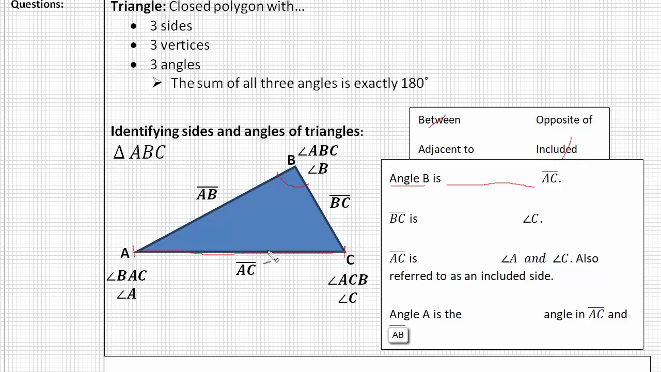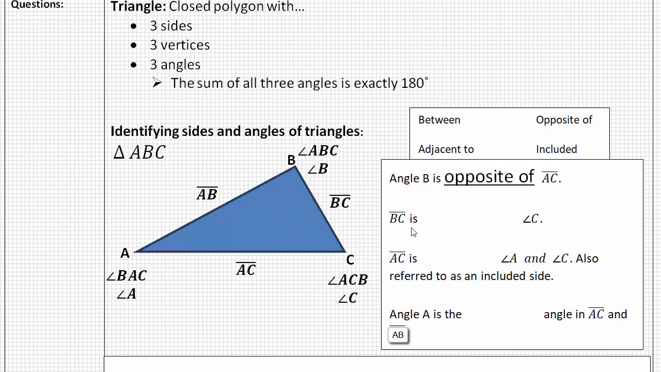And I think included is really similar, so it wouldn't be that. Adjacent to we learned about when describing angles. Opposite of. Notice that angle B is here, and directly across from it is the line segment AC. That must mean that they are opposite of. Let's go ahead and fill that in.